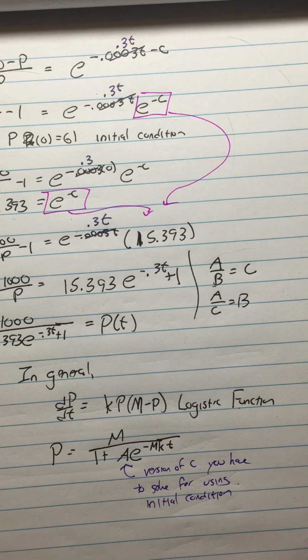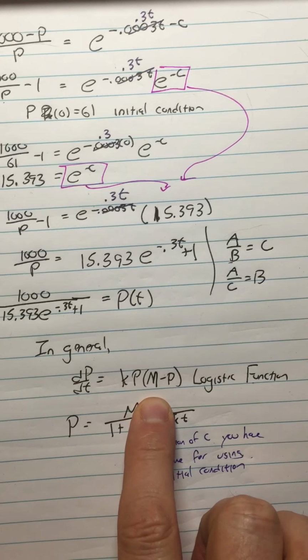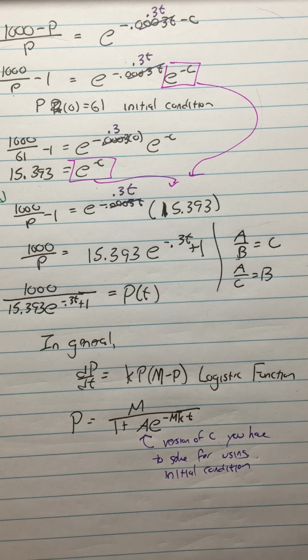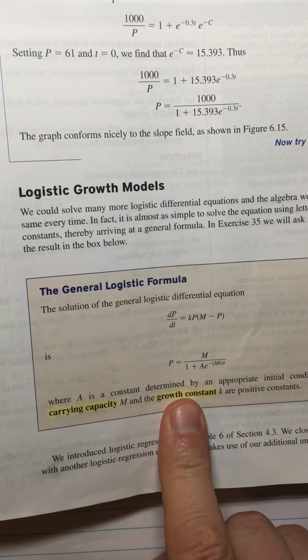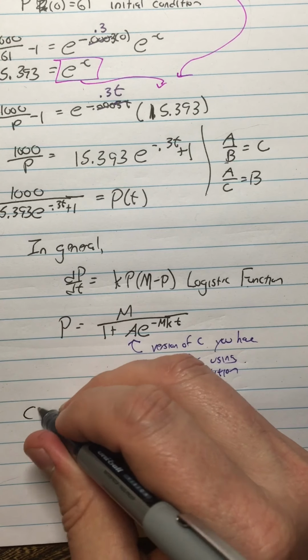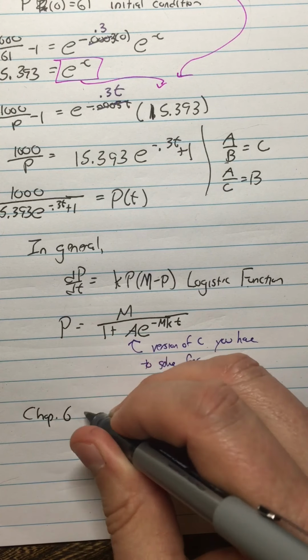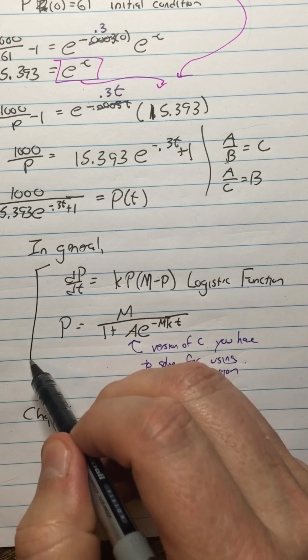But you don't have to do all this because you're going to know that once I have a logistic equation, because this is my differential equation, this is the equation that's going to handle that. That, in fact, is laid out for you in your book on page 367 at the bottom. It's the general logistic formula. So that is chapter 6, page 367. You can look at this crucial solution.